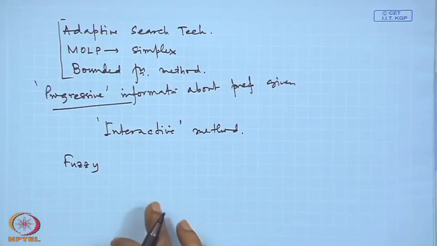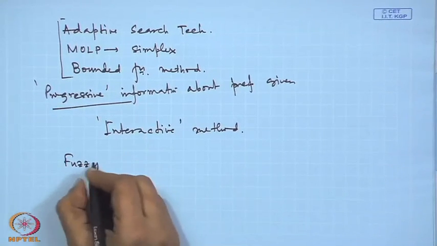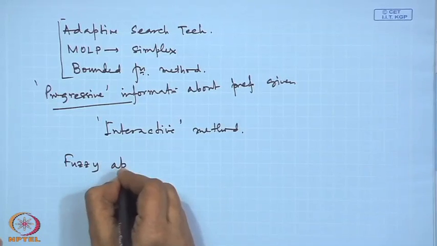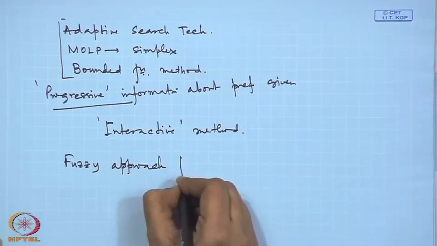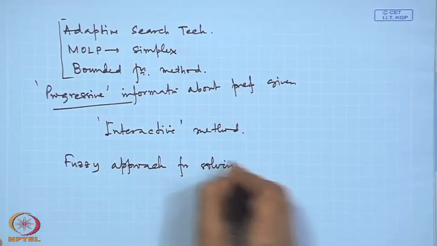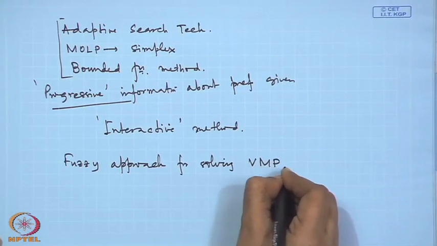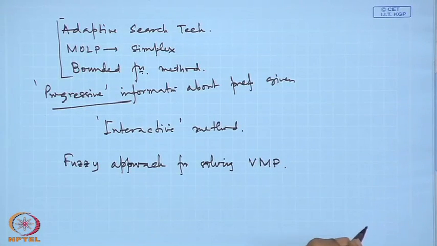There is another nice technique also available. In 1978 the fuzzy approach for solving the vector maximum problem was invented, where the multi-objective problem is converted to a fuzzy programming problem by considering the satisfaction of the decision maker about each objective function. It converts that satisfaction level to a membership function, and tries to maximize the overall satisfaction together.